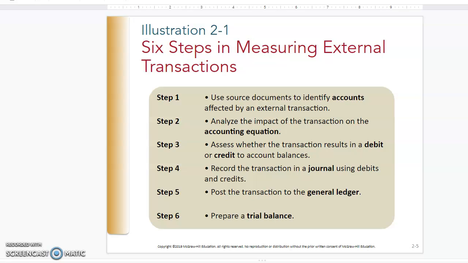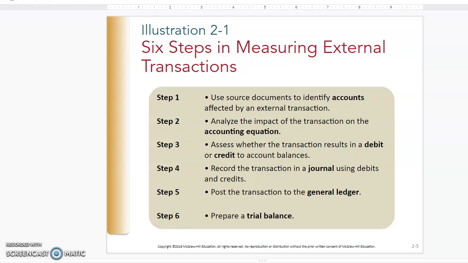Step 3, decide whether the transaction is a debit or a credit to the individual account balances. Okay, to do this, we need to know what makes an asset account go up, what makes a liability account go up. Assets go up with a debit, liabilities go up with a credit. Okay, and I'm going to have a visual of this later on.